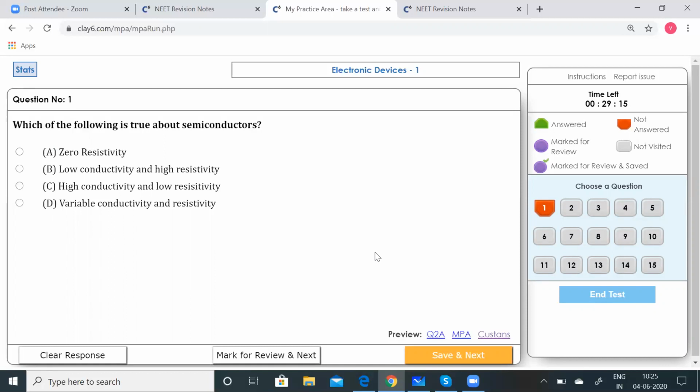So conductivity of a semiconductor is generally intermediate, but it varies under different conditions, and they can pass current more easily in one direction than in the other. So variable resistance and conductivity. So option D should be correct.